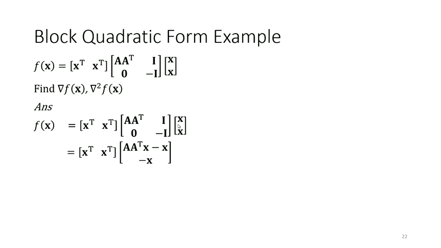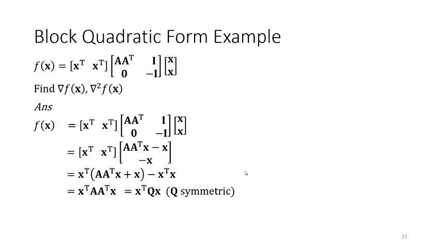So AA transpose X plus identity matrix times X is X. And then here I have 0 times X is 0, minus identity matrix X, you get negative X. And then multiply it with X transpose, this is what you get. So this is X transpose, AA transpose X is what it simplifies to.